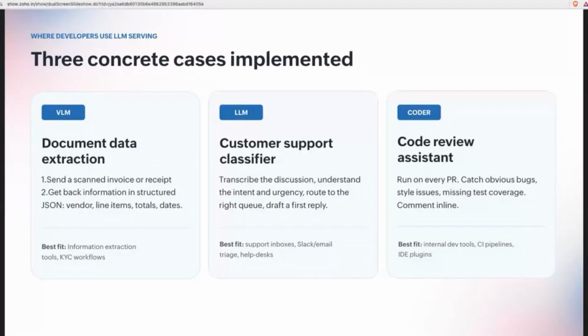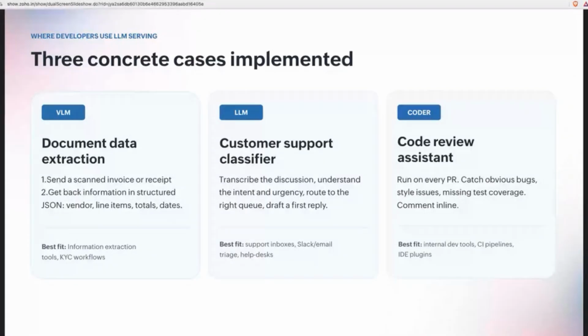The second customer implemented a customer support classifier model. The use case follows a sequence of steps. Whenever a ticket is registered by the end user or customer, the LLM analyzes the intent and urgency, and classifies the ticket into a relevant category. After that, it drafts a first relevant reply to the user. So that's one entire sequence of the use case.